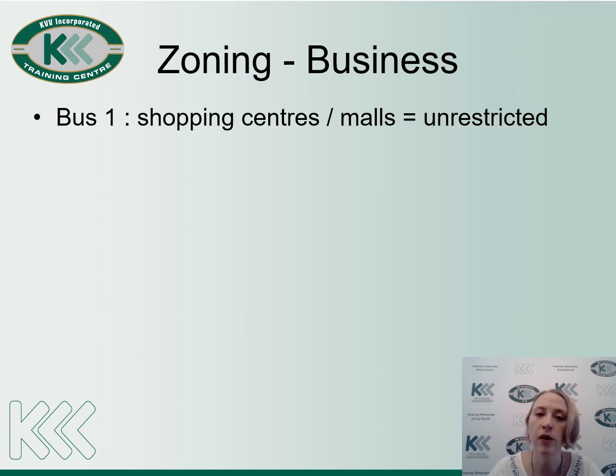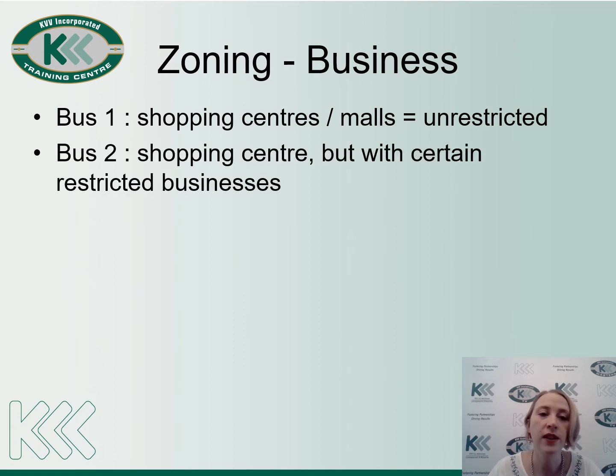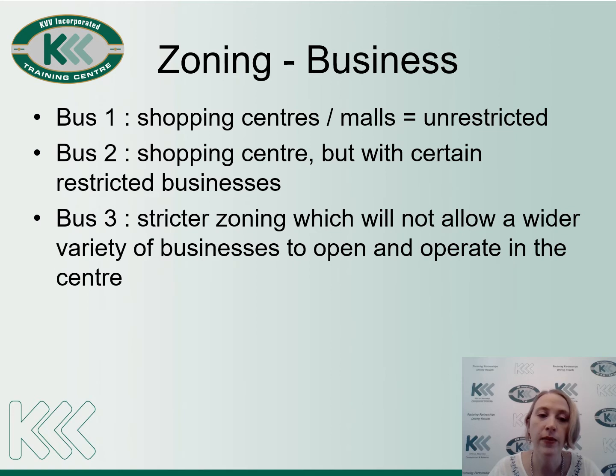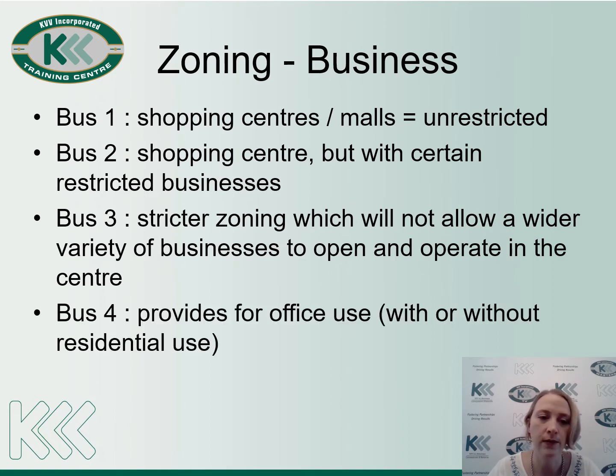The first type of zoning for business is Business 1, which is your shopping centers or shopping malls and has unrestricted business purpose approval. Business 2 is still a shopping center but with certain restricted businesses that may be operated on the site. Business 3 is a stricter zoning which will not allow a wider variety of businesses to open and operate in the center. So for instance, it can be a small little center where there may only be food stores. And Business 4 provides for office use with or without residential use.